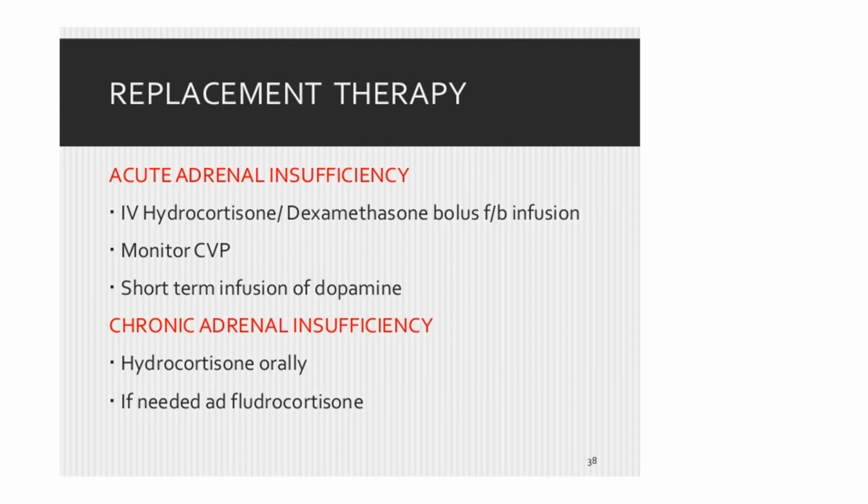Now, what are the drugs that are specifically given for acute and chronic? In acute adrenal insufficiency, it is IV hydrocortisone and dexamethasone bolus infusion. We should monitor the CVP and short-term infusion of dopamine. Okay. Now, chronic adrenal insufficiency, hydrocortisone orally. If needed, we can add fludrocortisone.